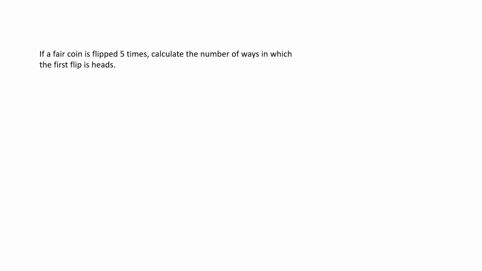This one. Okay. So sometimes the stipulation that they add almost removes... It's a tricky thing. It almost doesn't matter, in a sense. I'll show you. So we're flipping a coin 5 times. Fair coin just means it's going to be 50-50. Calculate the number of ways in which the first flip is heads. So we're flipping it 5 times.